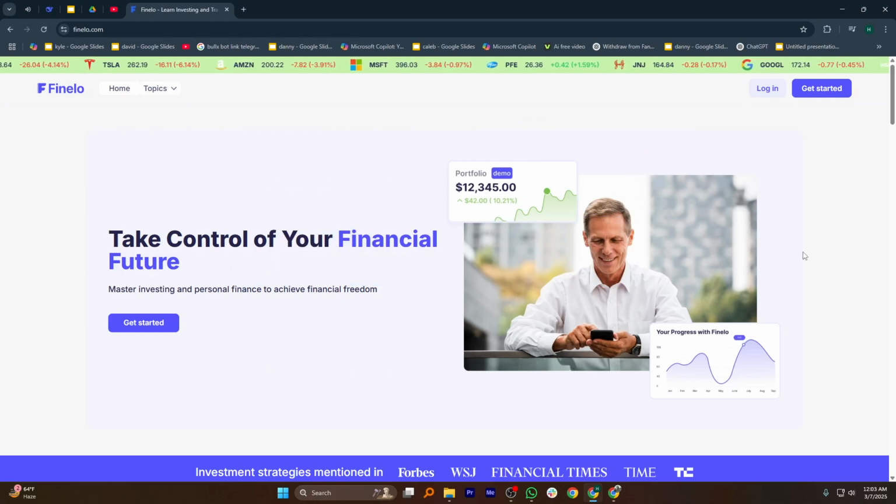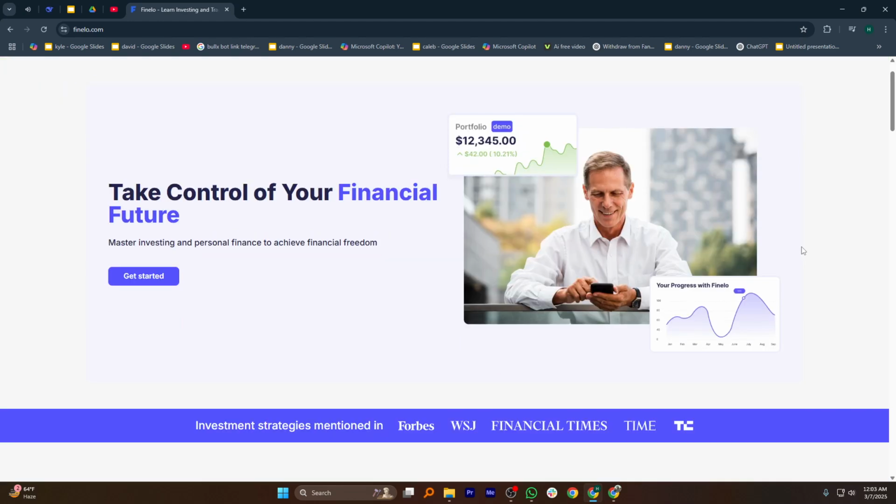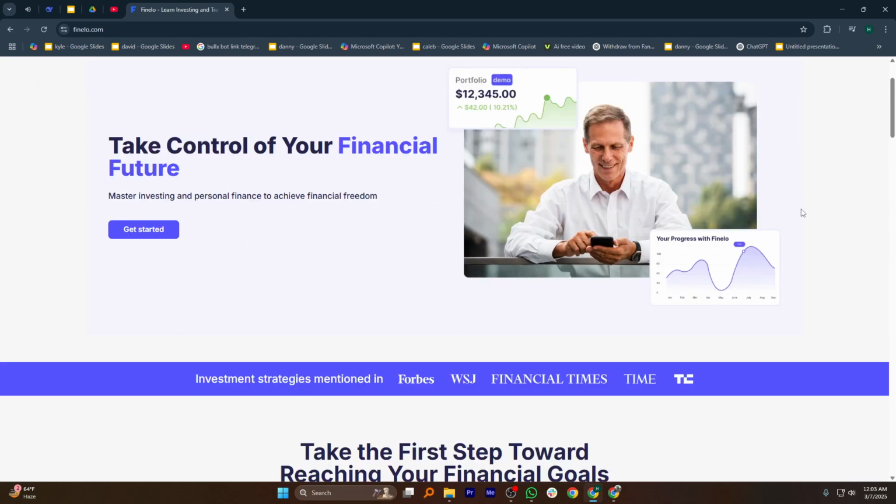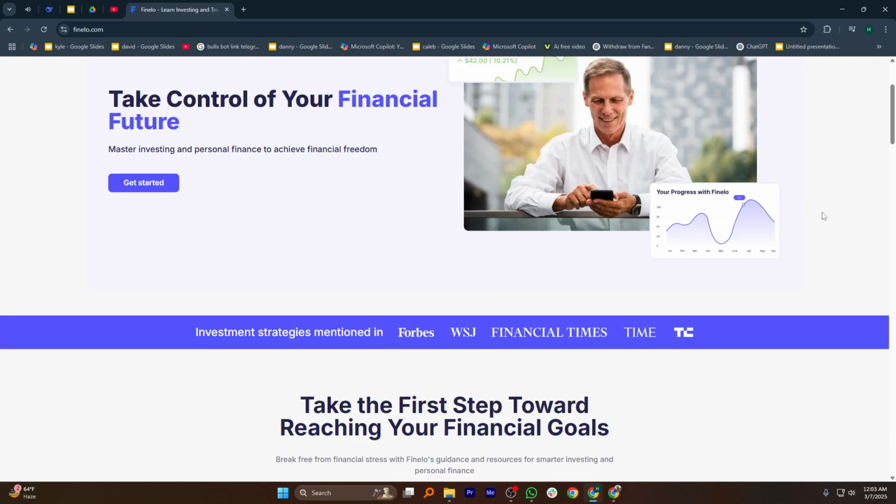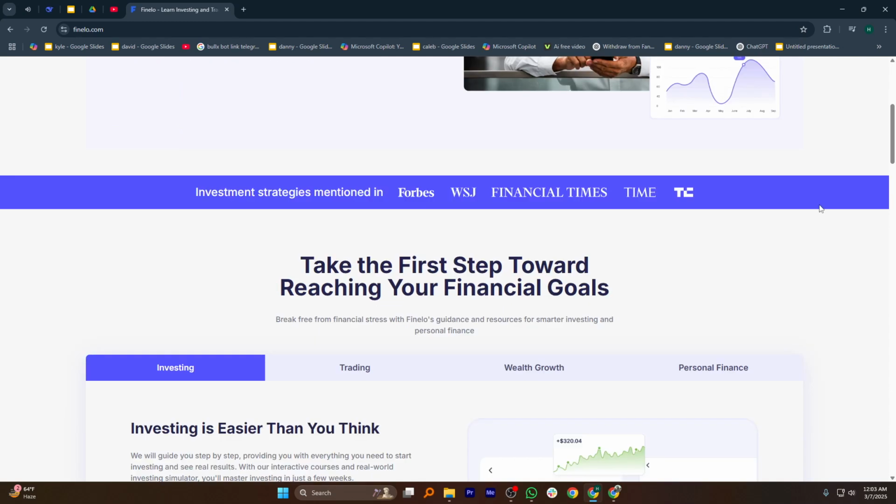Finelo is an educational platform designed to simplify investing and trading through interactive courses and a real-time market simulator. It offers over 270 hours of content covering stock market fundamentals, cryptocurrency, and portfolio management, available in both text and audio formats. The platform's trading simulator allows users to practice investment strategies with real-time market data, reducing financial risk.